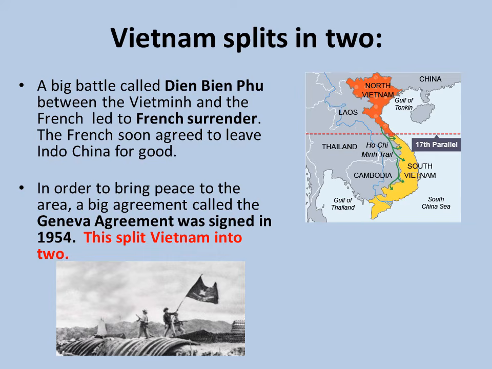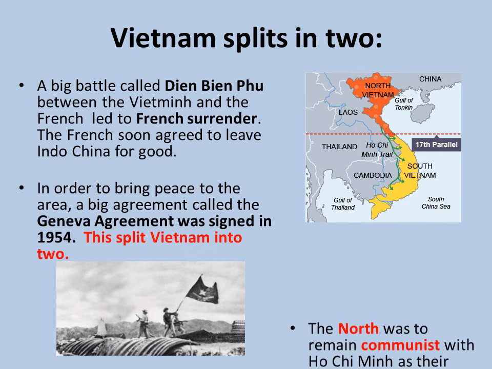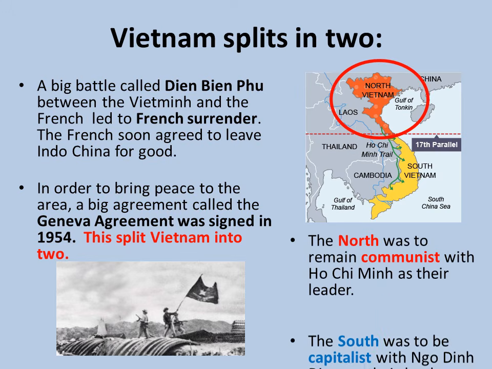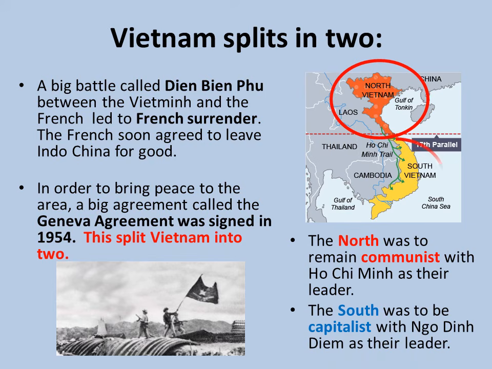It was split along the 17th parallel, which was supposed to be a demilitarized area. The north was to remain communist, with Ho Chi Minh as their leader, and the south was to be capitalist, with Ngo Dinh Diem as their leader. You'd think this was the end of the conflict, but this was just the beginning.